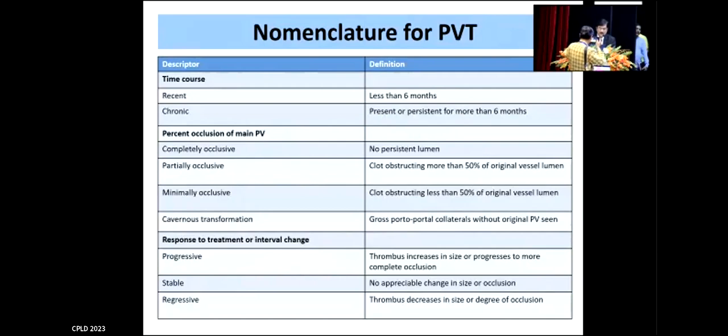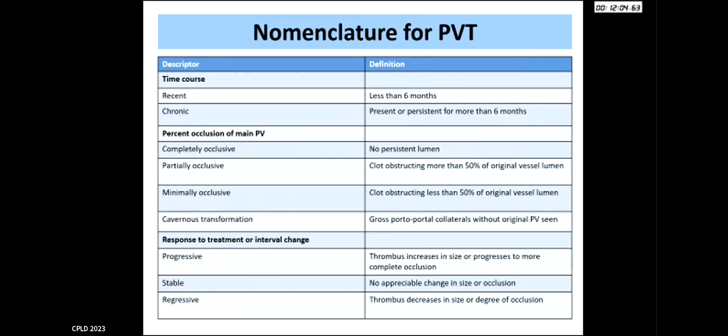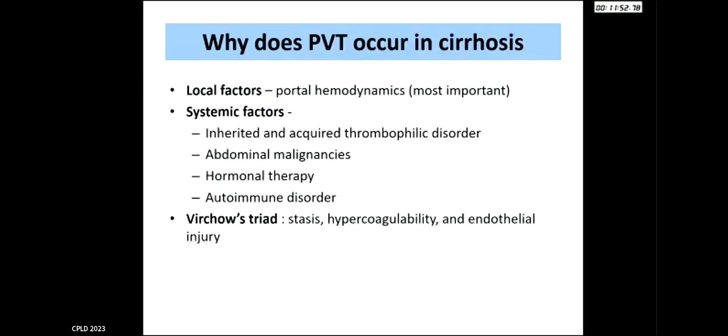Now, we must understand that there are certain nomenclatures we should be clear about when we talk of these events. Recent PVT is less than 6 months, chronic more than 6 months, or persistent. It should be based on the occlusion of the portal vein. It can be completely occlusive, partially occlusive, minimally occlusive, or we can have a portal cavernoma, which we are all very familiar with. We can have a disease response related definition: progressive PVT, stable, or regressive. So all these things should be mentioned when a case is presented to us by our fellows, and we say there's a portal vein thrombosis in a given cirrhotic patient. These all should be taken into consideration.